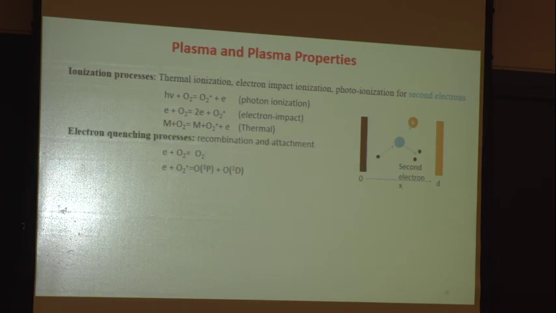It can also have recombination. When you have a lot of electrons, the electron collides with a molecule, they attach to a molecule, and the electron number density will decrease. So this we call recombination and attachment. Electron impact and attachment, electron and ion recombination, they dissociate this oxygen through a ground state and the excited state. So these are the recombination processes.